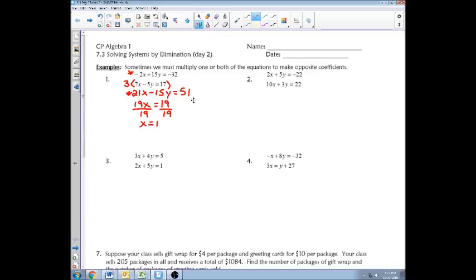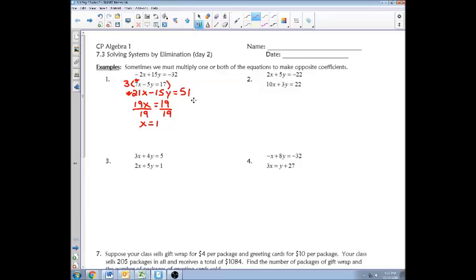Now what I need to do is take the 1 and plug it in for x in one of my two original equations. Do not use the equation that says 21x minus 15y equals 51. Either use negative 2x plus 15y equals negative 32, or use 7x minus 5y equals 17. Well, I would like to divide by the smallest number possible. So I'm not going to mess around with this 15y equation because I would have to divide by 15 at some point. I'm going to go ahead and plug it into the 7x minus 5y.